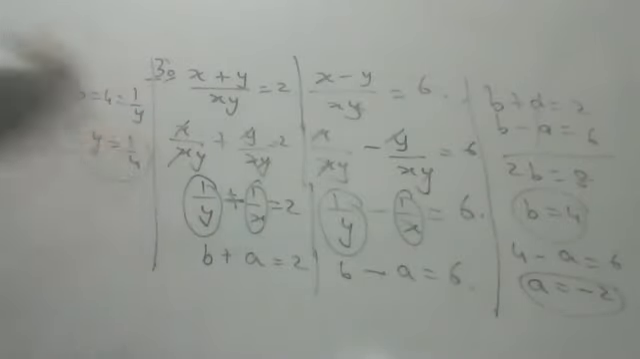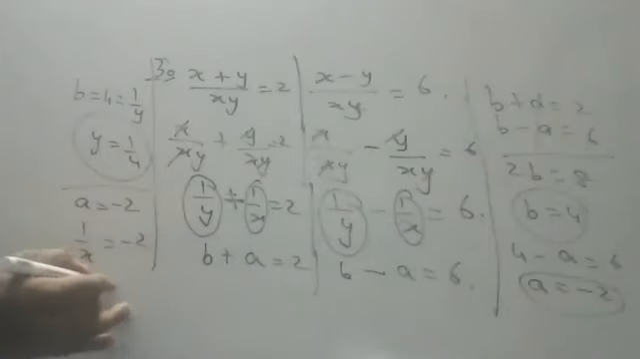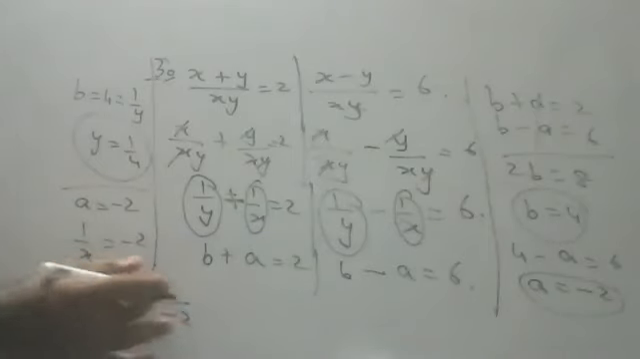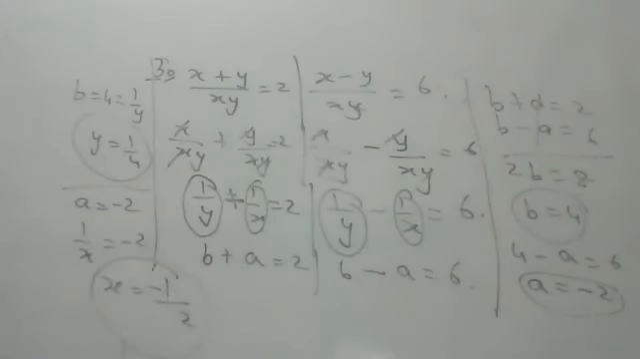If you don't write this, marks cut, children. You should not stop at a and b only. And in the same way, a is equal to minus 2, 1 by x is equal to minus 2. So x is equal to 1 by minus 2, which means minus 1 by 2. You should write x and y. Don't leave it like that in the middle. Please copy down. Same, children.